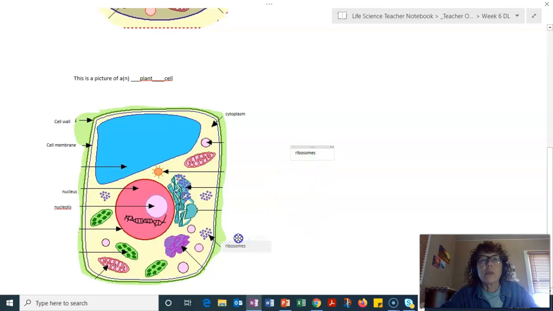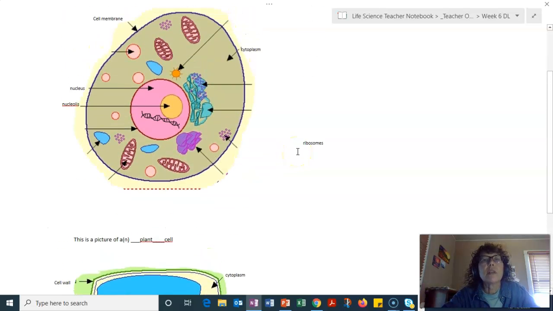And if you looked elsewhere for little purple dots, you'd see some right here and some right over here because they just float around in the cytoplasm. But remember, they also attach themselves to the endoplasmic reticulum, which we abbreviate as the ER. So you can see them on part of the endoplasmic reticulum right here.